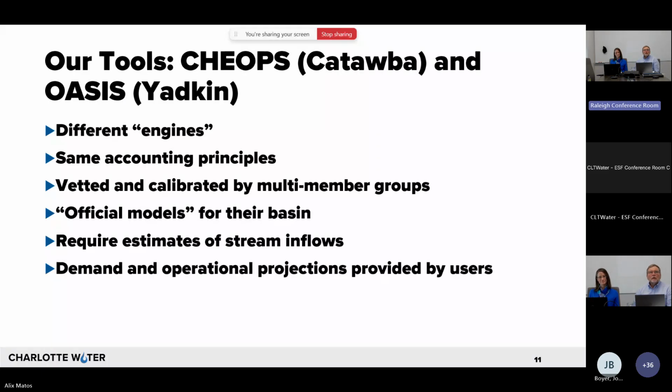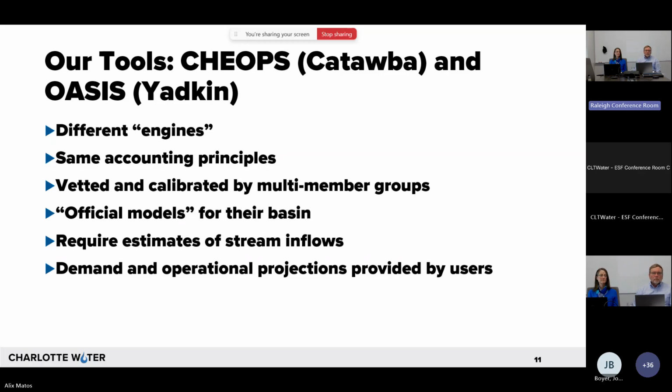Okay, as we talked about, there are going to be two different tools or models, platforms used. CHEOPS in the Catawba, OASIS in the Yadkin. They're basically different computational engines that are going to give us the same type of output. One way that I like to think about it is we all have cell phones. Some have iPhones, some have Androids, other variations in there. So basically an Android and an iPhone both make phone calls and they can call each other. When you call, you don't know who has what phone on the other end, but they work fine together.